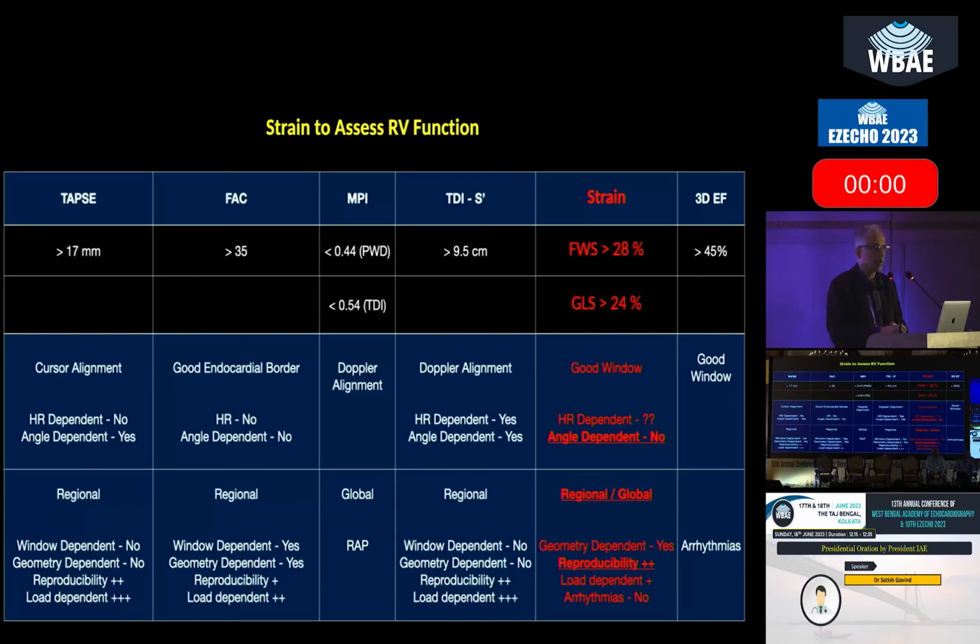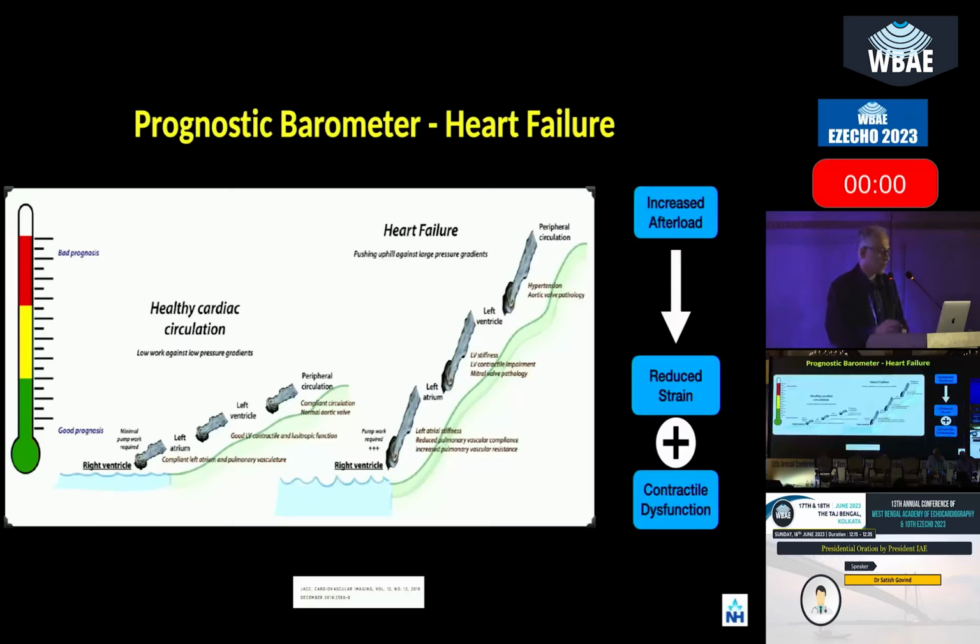But an advantage of strain is that there is no angle dependency compared to the other parameters, and it provides both regional as well as global information, and also reproducibility is quite good. The load dependence is a bit of an issue, and compared to the others it is relatively less, but again it is still there. So this reflects how we look at the RV in terms of both health as well as heart failure.